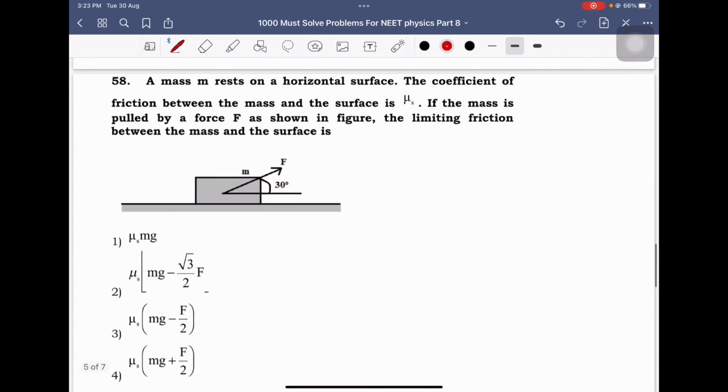Question number 58. A mass m rests on a horizontal surface.